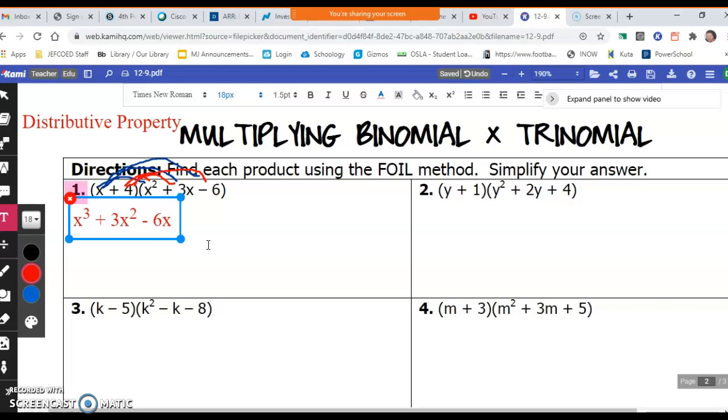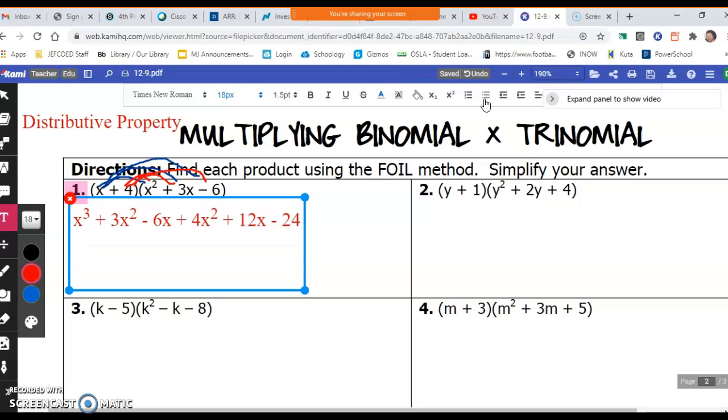Okay, now let's distribute the 4. 4 times x squared is going to be plus 4x squared. Good. Then we have 4 times that 3x is going to be what? Plus 12x. And then 4 times that negative 6 is going to be minus what? 24. We good? All right.